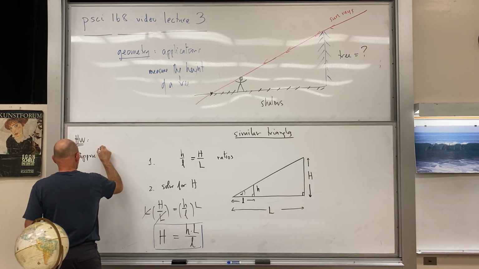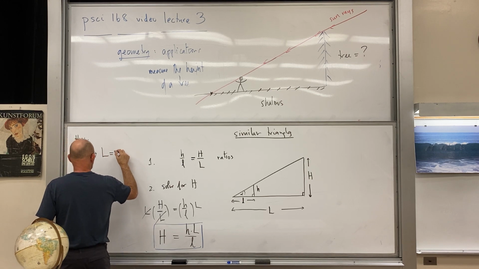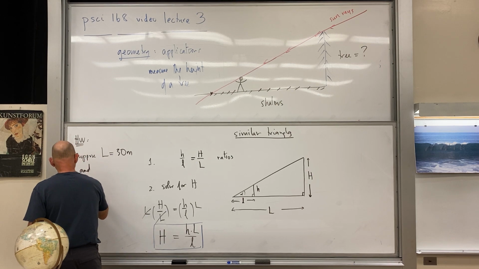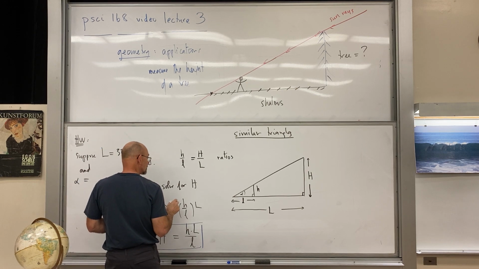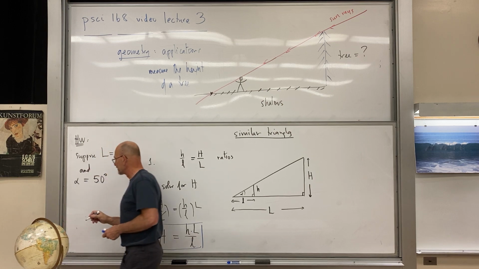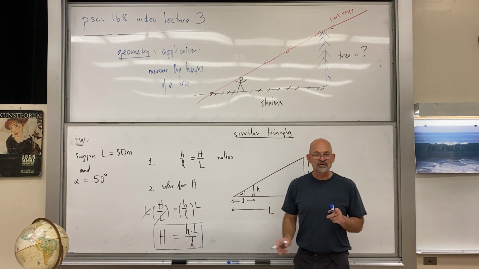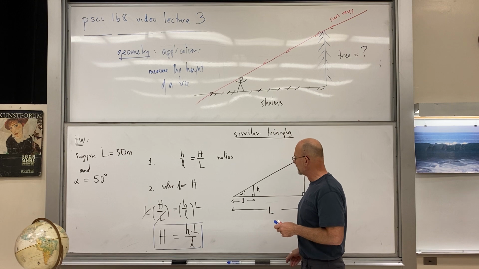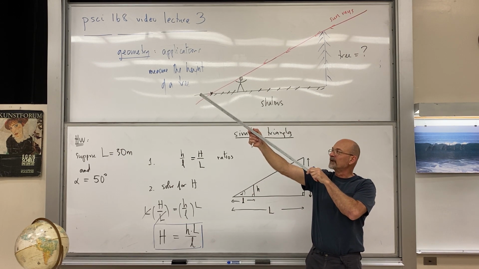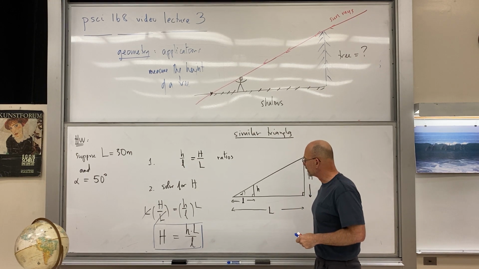Suppose L equals, let's just say, 30 meters, and alpha is equal to, let's say, 50 degrees. Okay. So even if you haven't had trigonometry, I'm going to show you exactly what to do. So alpha is 50 degrees. You know, you could sight up there. You have a protractor. You know what 50 degrees is. So alpha is 50 degrees.